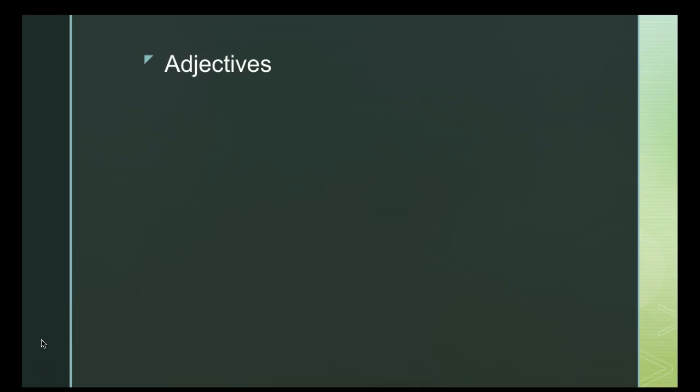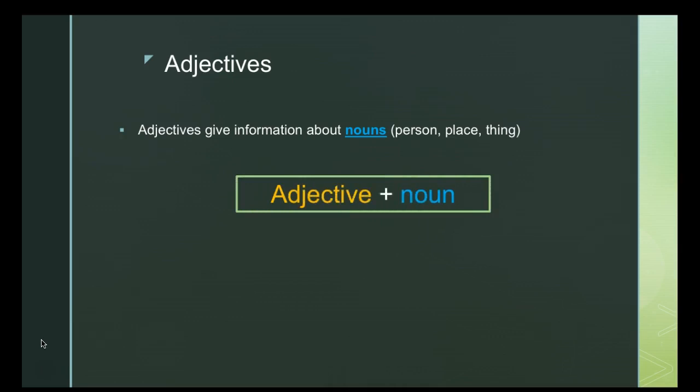Okay, let's move on to adjectives. Adjectives give information about nouns. And remember, a noun is a person, place, thing, or idea. So oftentimes in a sentence, we will write the adjective or say the adjective before the noun. So it's adjective plus noun. So I will give you some examples.